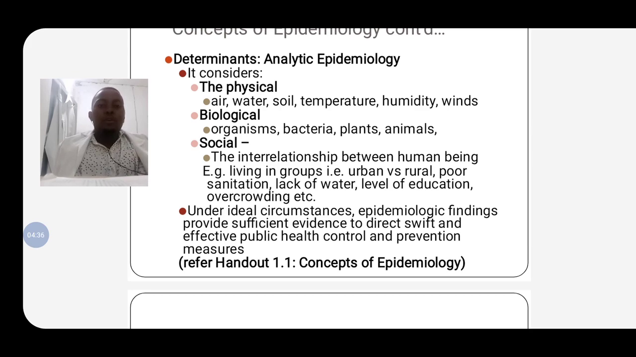So that is what we're talking about when we consider the physical in determinant or analytical epidemiology. And in biological, it considers the organisms, bacteria, plants, and the animals. So that's what we consider in biological. And what we consider in social is the interrelationship between human beings, for example, living in groups such as urban versus rural, or poor sanitation, lack of water, level of education, overcrowding.